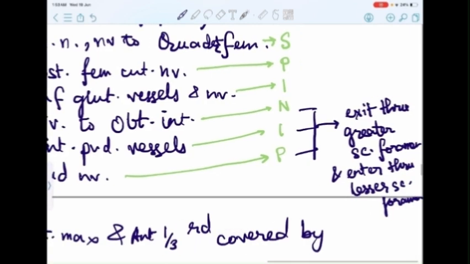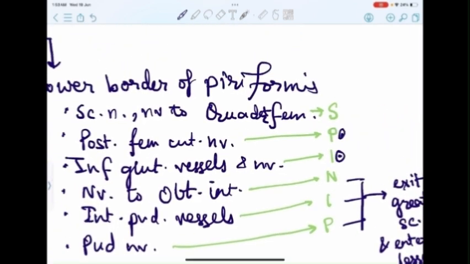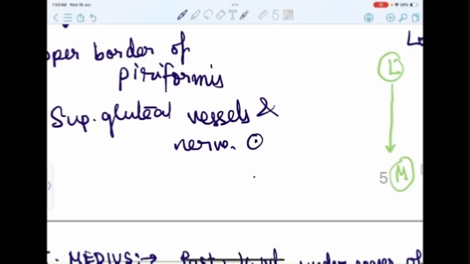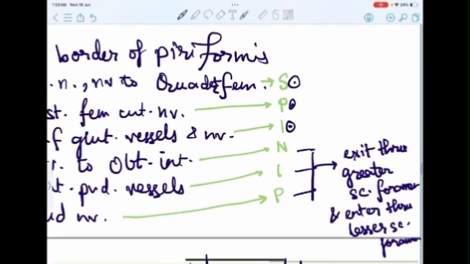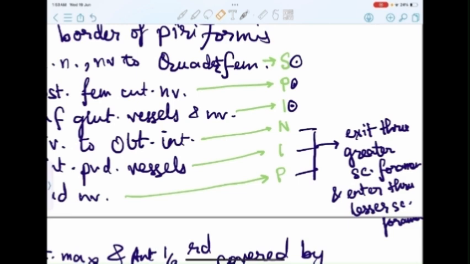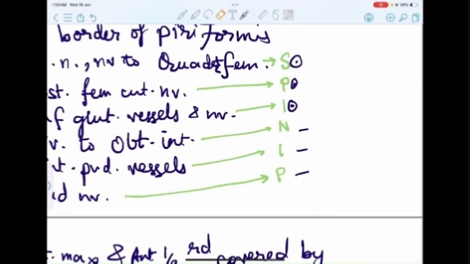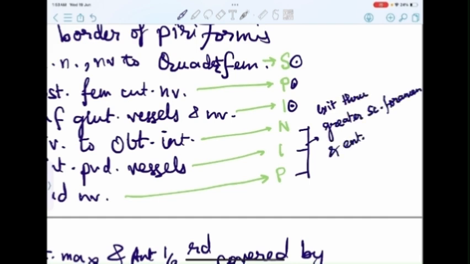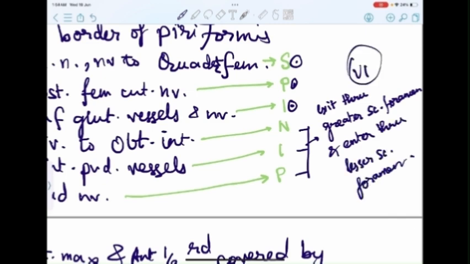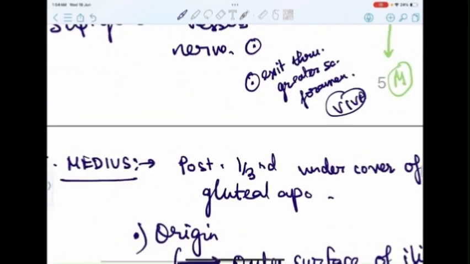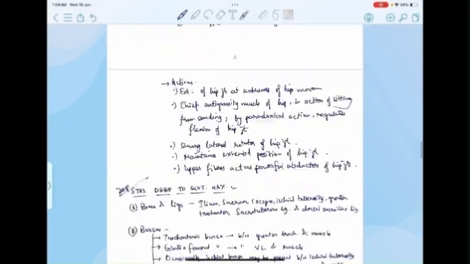The other structures which I am bullet marking only exit through the greater sciatic foramen. And these 3 structures exit through the greater sciatic foramen and then re-enter through the lesser sciatic foramen. Yes, super. This is just a viva point. It may come as a viva question, not as much as a theory question.